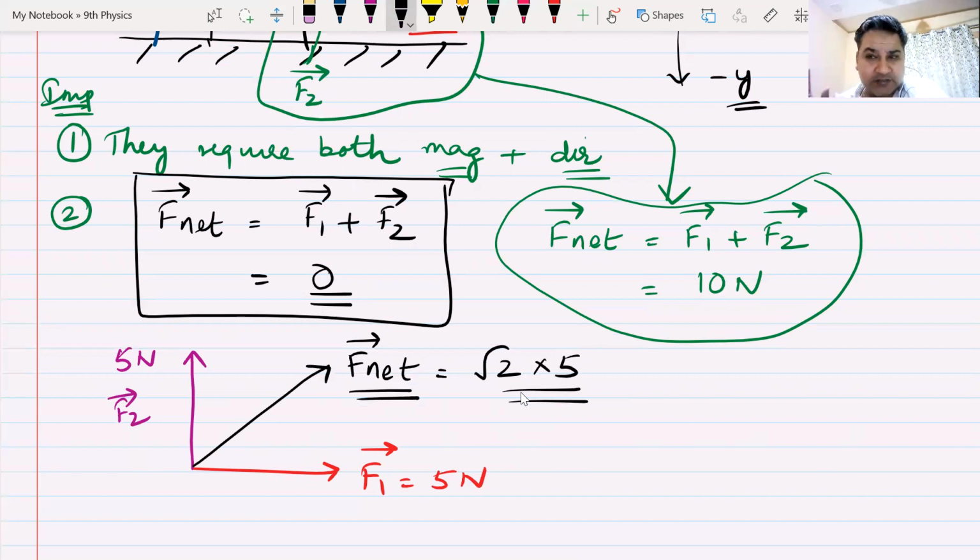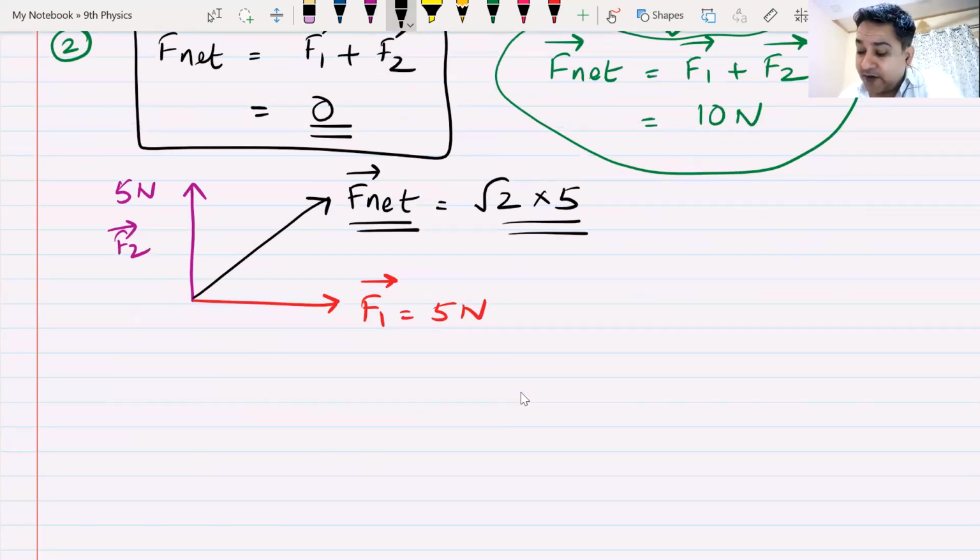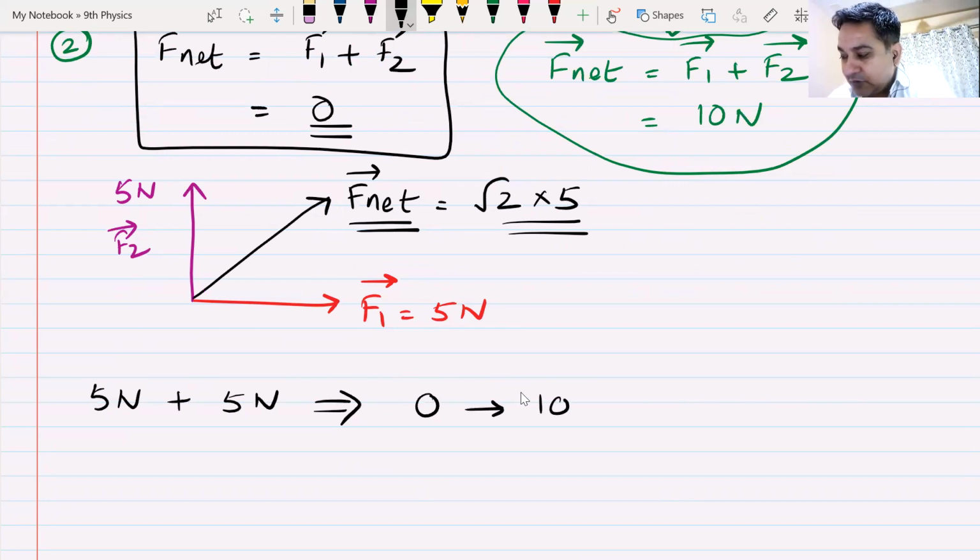Why is the addition of the two forces giving me different answers in different cases? It is because of the direction of these forces, and hence these forces cannot be added just like numbers. I cannot say how much 5 plus 5 is in vectors, because 5 Newton together with 5 Newton can be anywhere between 0, which is the answer when both are opposite, to 10 Newton, which is the answer when they are in the same direction.